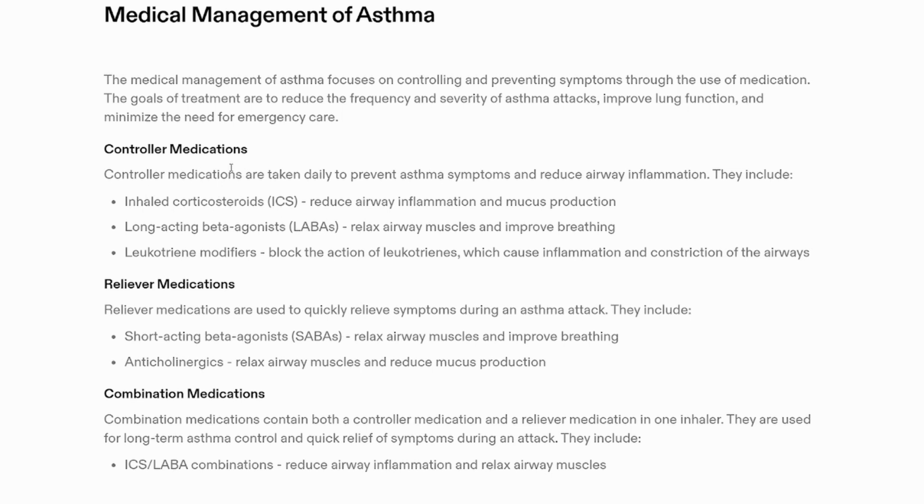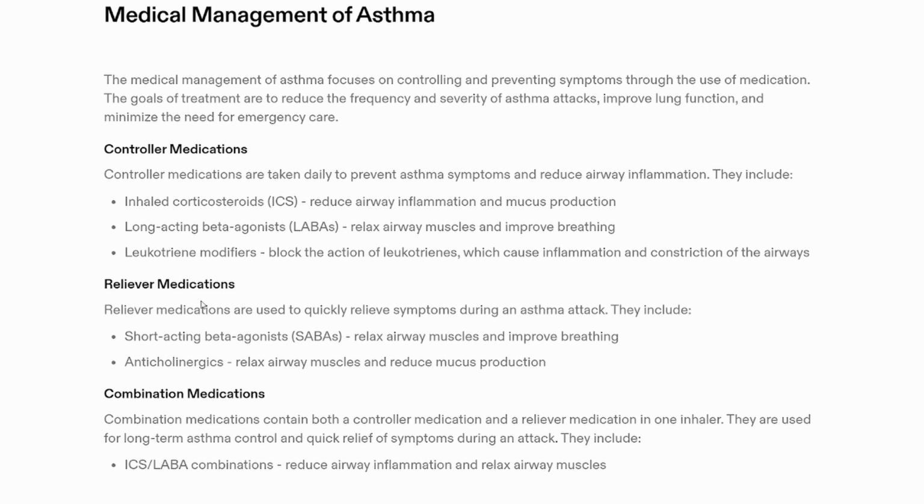First one, controller medications such as inhaled corticosteroids, long-acting beta agonists, and leukotriene modifiers. Inhaled corticosteroids reduce the airway inflammation and mucus production. Long-acting beta agonists help to relax the airway muscles and improve the breathing. And third one, leukotriene modifiers block the actions of the leukotrienes. These are all the controller medications.